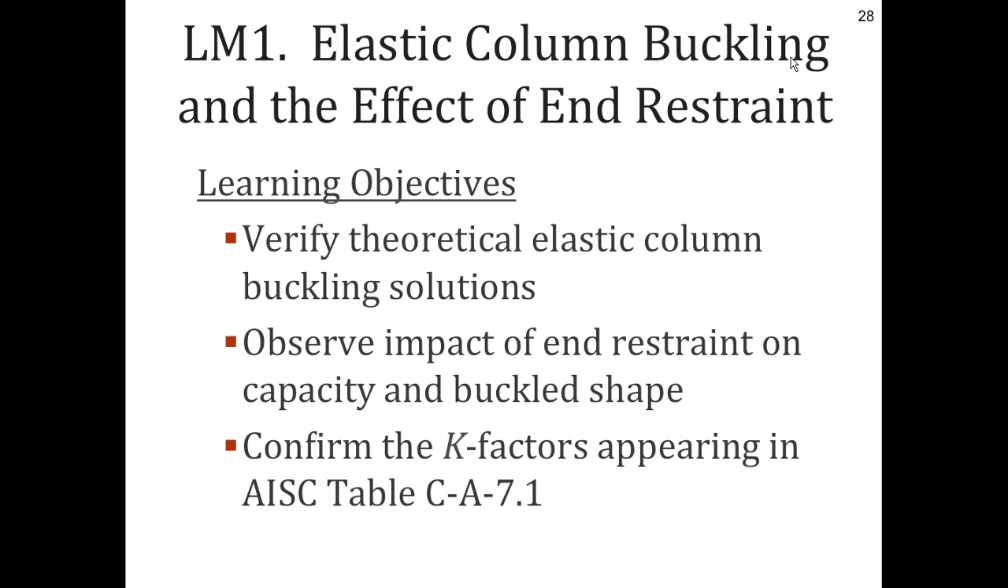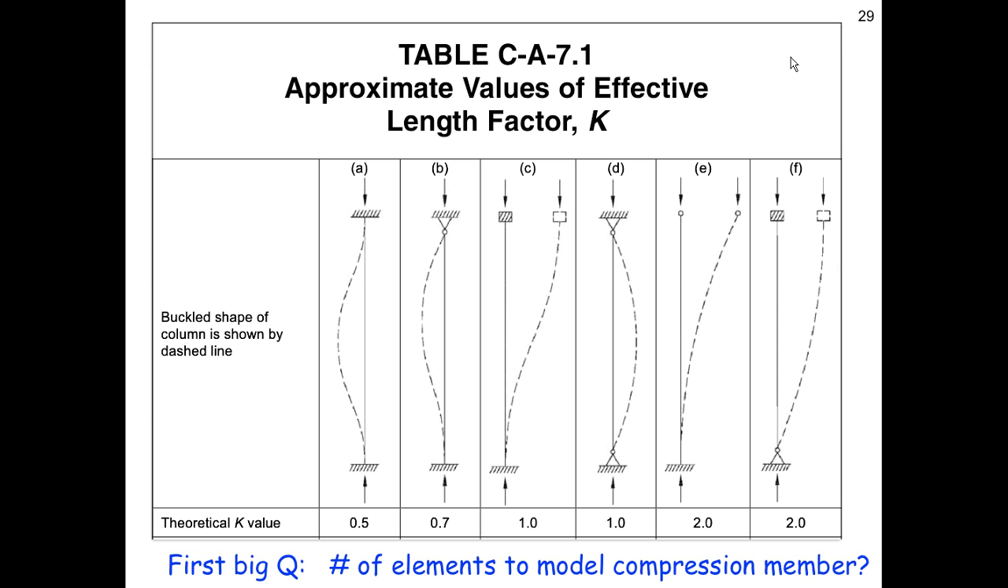We have a reason for doing this. We want to see what is the impact of end restraint on the buckling capacity and the buckling shape. And of course, it's always fun to go to that table in AISC and have a look at the K factors. All right, so this is the table that many of us have seen. It appears in the commentary. It's basically showing you what happens. And we've got 6 columns here, and each one of these 6 columns is theoretically identical.